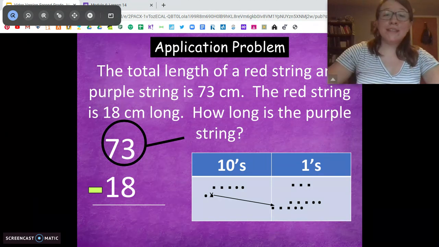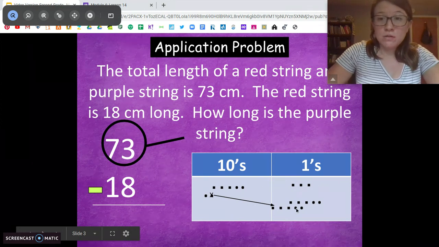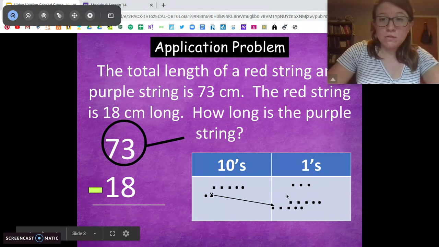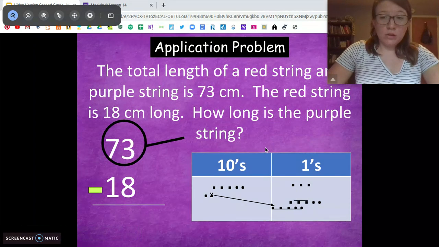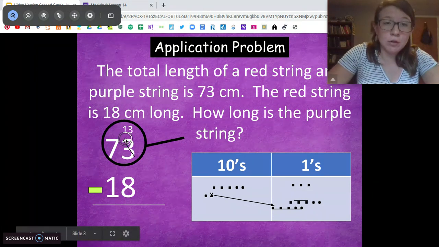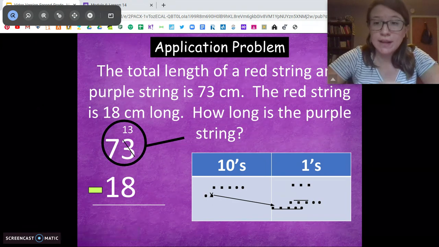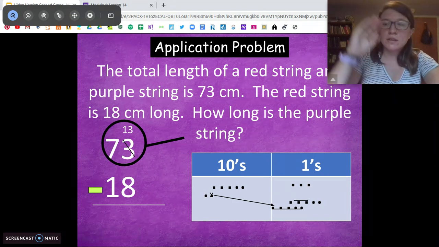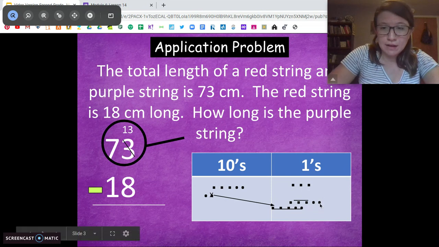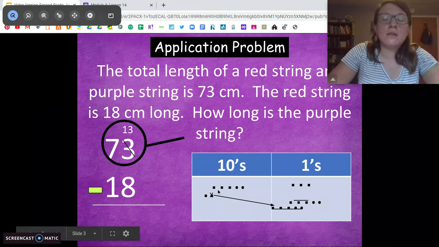Awesome. So now this 3 changes to what number? How many ones do we have now? We added 10 more to the 3, so we have 13 ones now. Now can we take 8 from 13? Yes, right? So go ahead and cross those 8 off. I'm going to do 13 minus 8, and you should end up with, awesome, 5 ones.